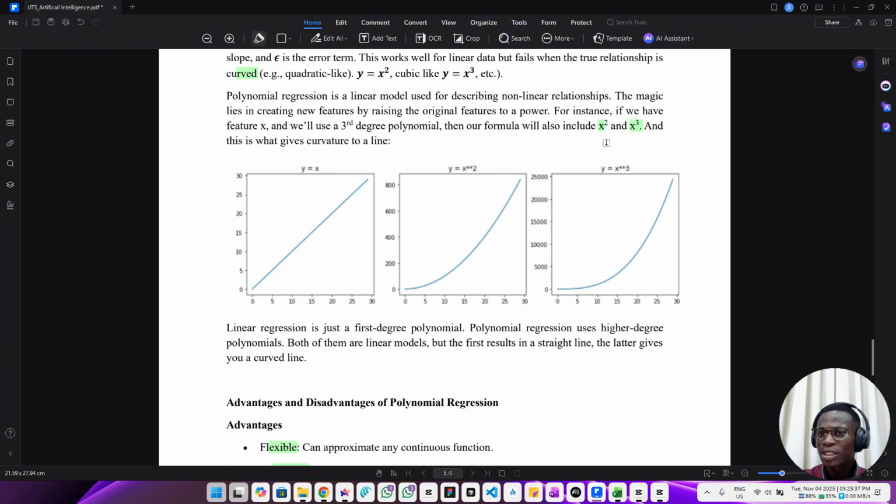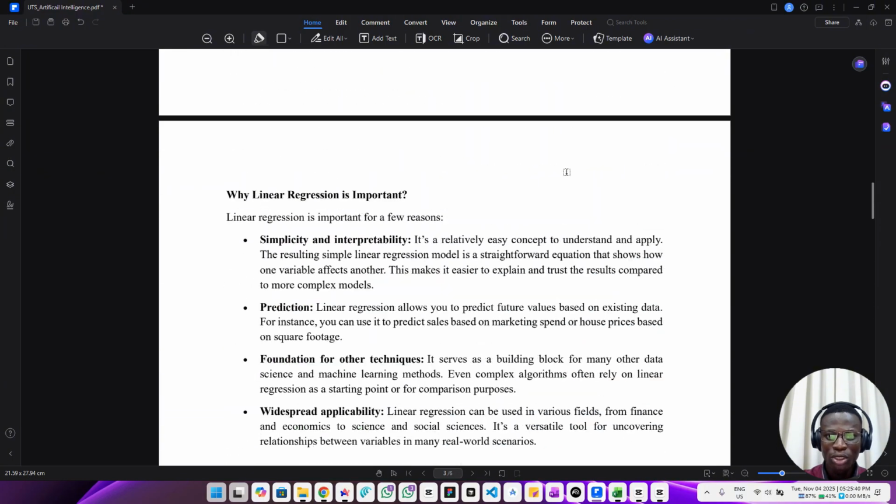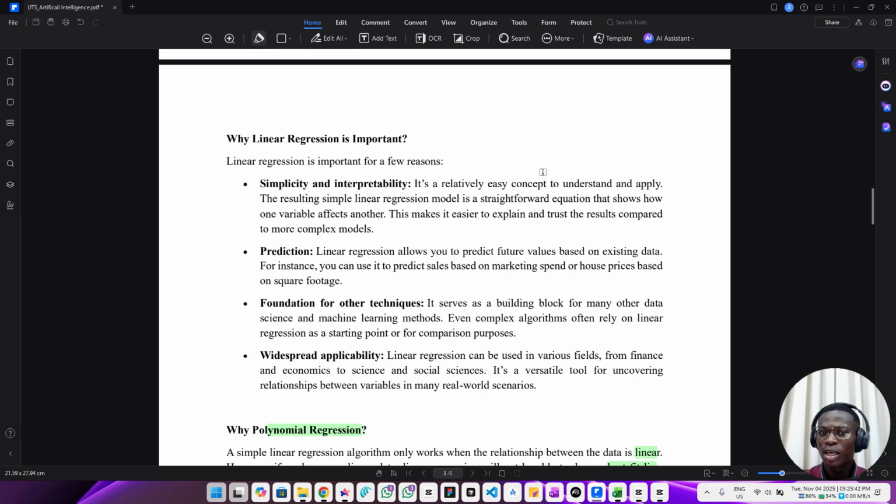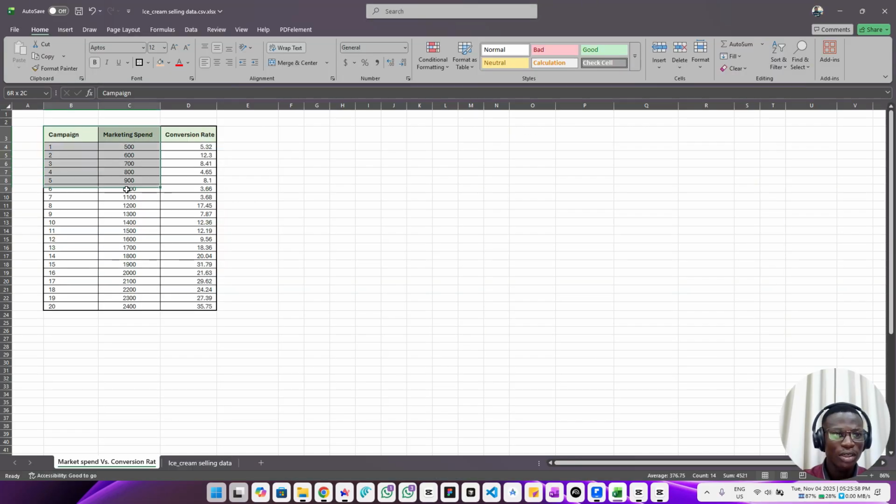So now I think we can jump to Excel to perform some simple practice. Here we have data that we are going to use to visualize how linear and polynomial regression differ, and what we learned earlier in the theory, and put it in a little bit of practice here. This is our data: the marketing spend versus a conversion rate. So we have this data.